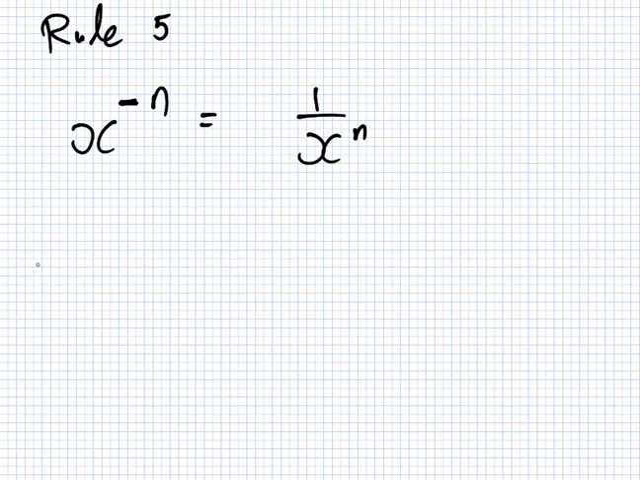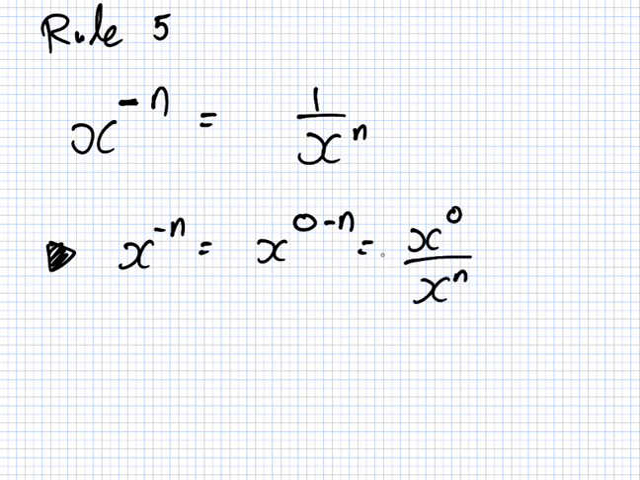And if you want to see the reason why, x power minus n is x power 0 minus n, which is x power 0 over x power n. This comes from rule 2. And what maybe is not clear for everybody is that when something is to the power of 0, it's 1. But I'll put those together in a rule here, rule 6 then.